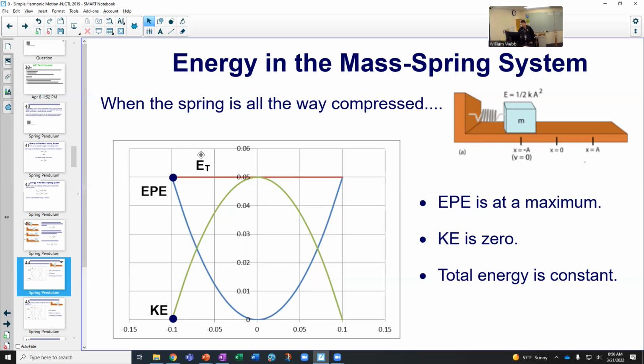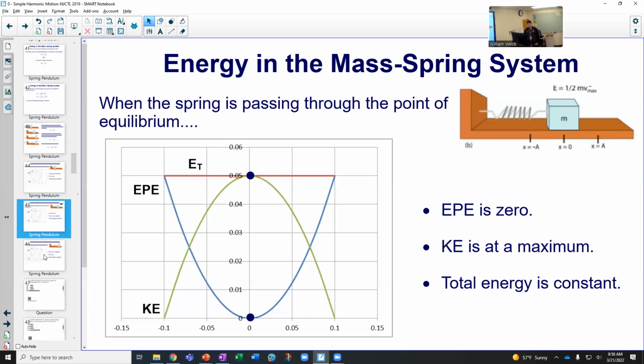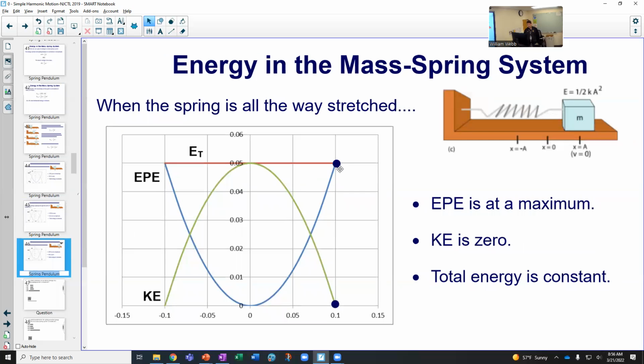So here we're looking at the beginning. They've got these blue dots here, kind of at time 0, so to speak. The elastic potential energy is maximum, kinetic energy is 0, total energy is constant. If we go forward and look at it here, now the blue dots are here, where elastic potential energy is 0 down here and the kinetic is maximum, but the total is still the same. And then if we look at it at the other extreme, where the elastic potential energy is back to maximum and the kinetic energy is back to 0, but again, the total stays constant.